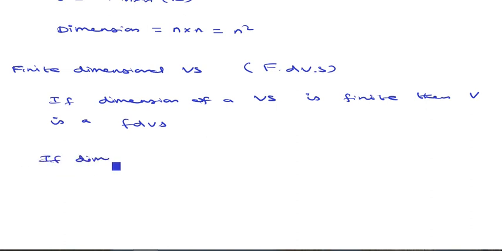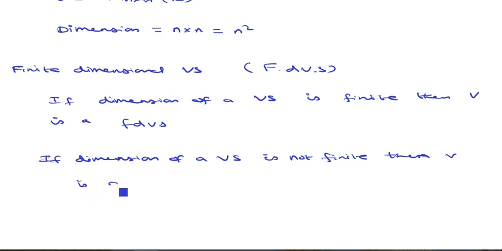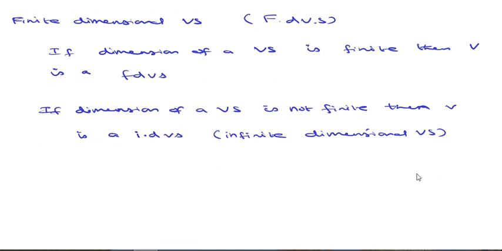So if the dimension of a vector space is not finite, then V is an infinite dimensional vector space. Now let us see some examples of infinite dimensional vector spaces.